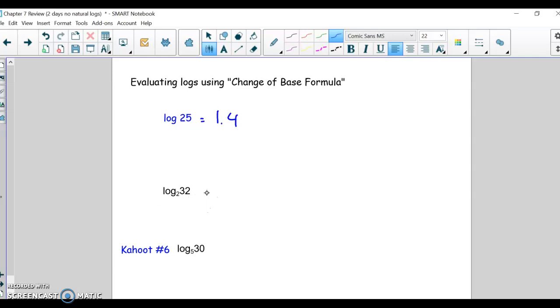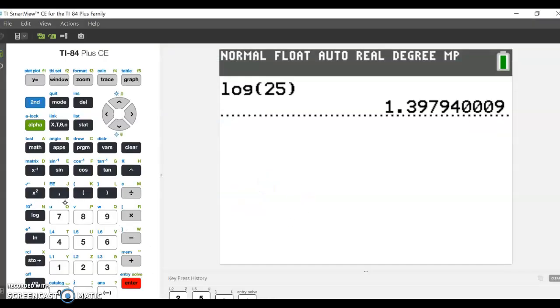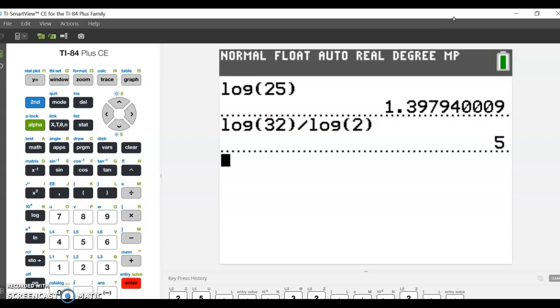If it is not base 10, there are two ways to do it. The change of base formula says to do the log of 32 divided by the log of 2. So this number goes up and that number goes down, and you just type it in your calculator: log 32, then divide by log 2. And we get 5, by the look of it.